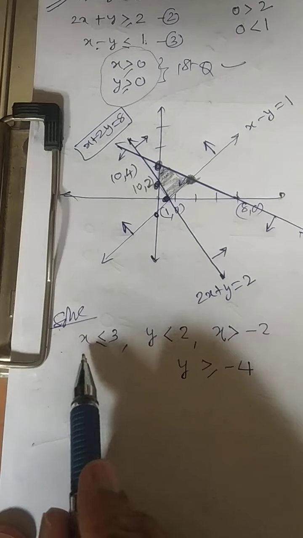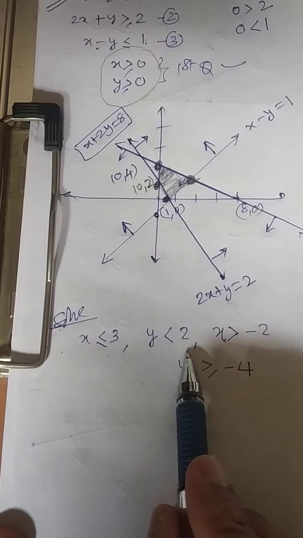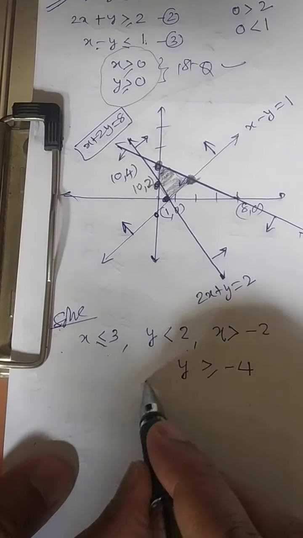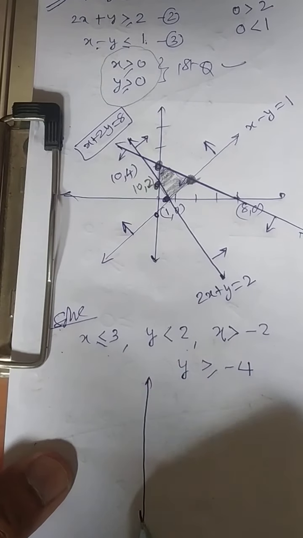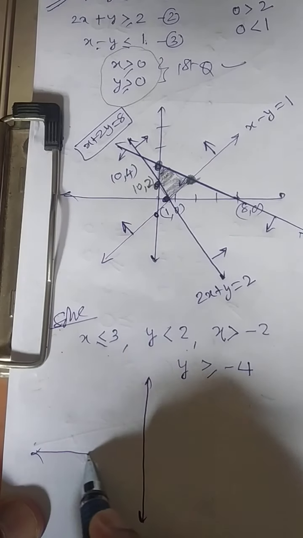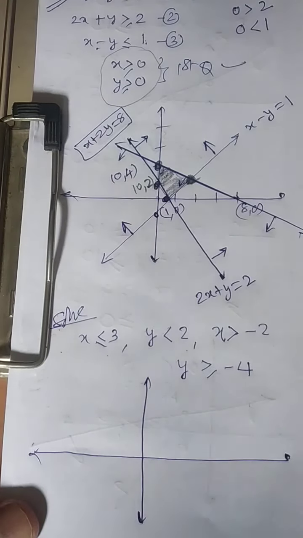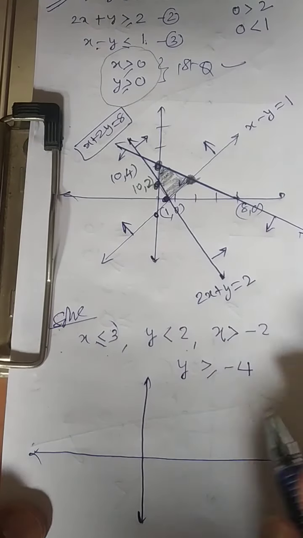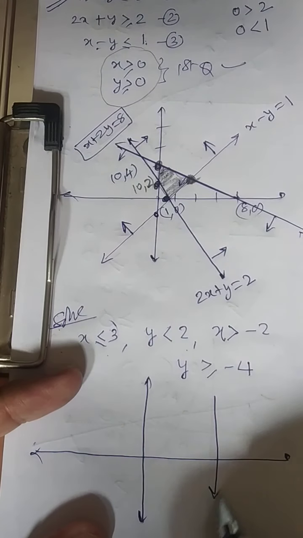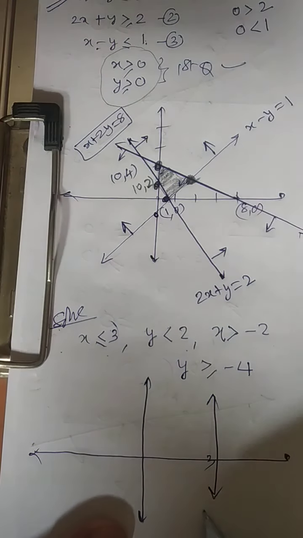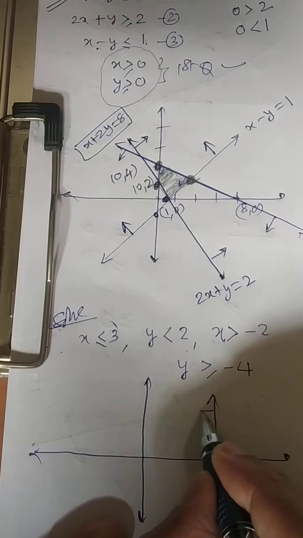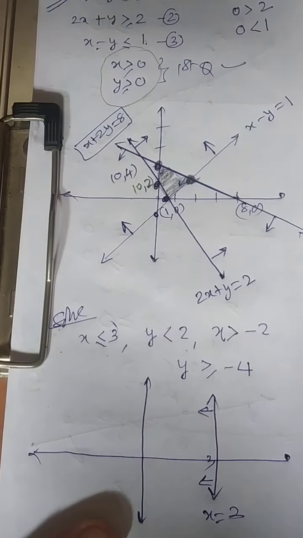Next question. X is less than or equal to 3, y is less than 2, x is greater than minus 2, and y is greater than or equal to minus 4. We want to get the solution for this. Start with 1, 1. This is nothing but x is equal to 3. So whenever you draw the line, write 3 over here so that you can recall. It is x is equal to 3. Which side is the solution? Left hand side. Just put the arrow, leave it.